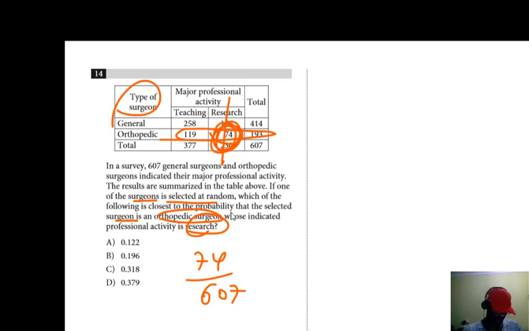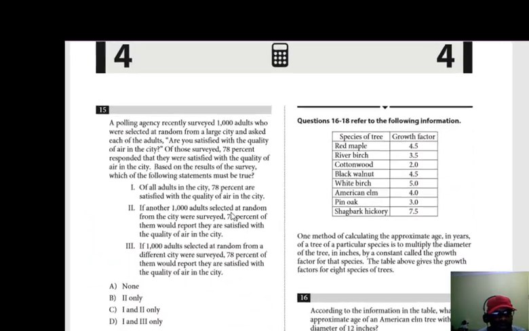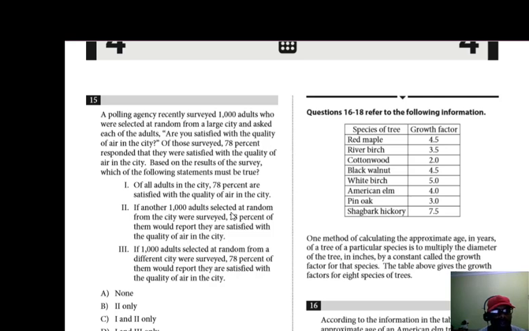Okay, let me divide. I have 74 divided by 607, 0.12. Okay, this is the closest one when you divide. Okay, so 15, a polling agency results large city.